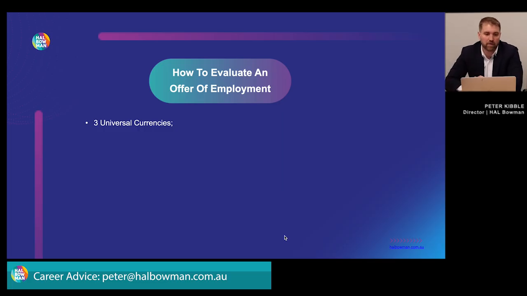Look, any offer, regardless of what it is, if it's employment, to buy a car, whatever, it's made up of 3 universal currencies. The first one of these currencies obviously is time. With respect to employment, you exchange your time for access to other currencies. One of those is resources, so money as an example.